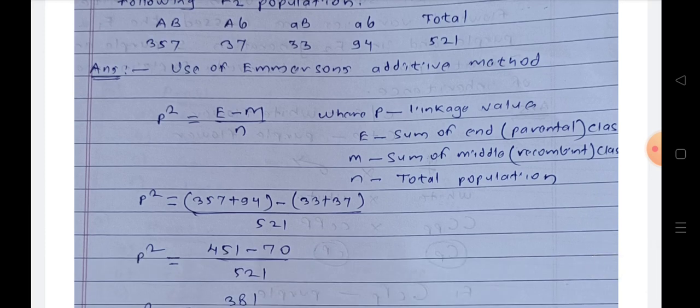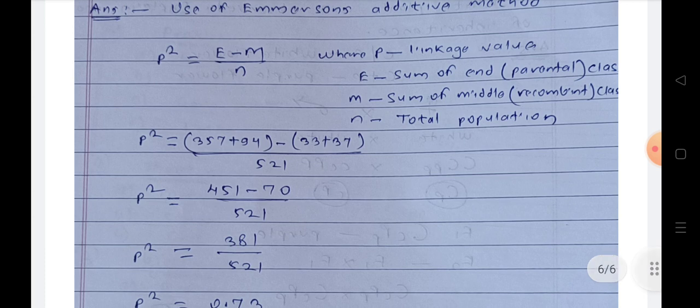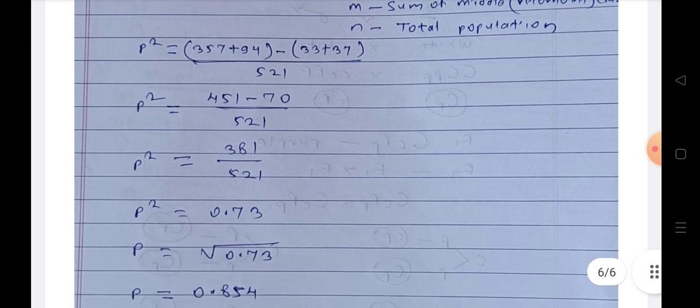P square is equal to the sum of the end classes. Which are the end classes? 357 plus 94, minus the middle classes 33 plus 37, divided by 521. Just solve it. The value of P square that arises is 0.73. P square is equal to 0.73.